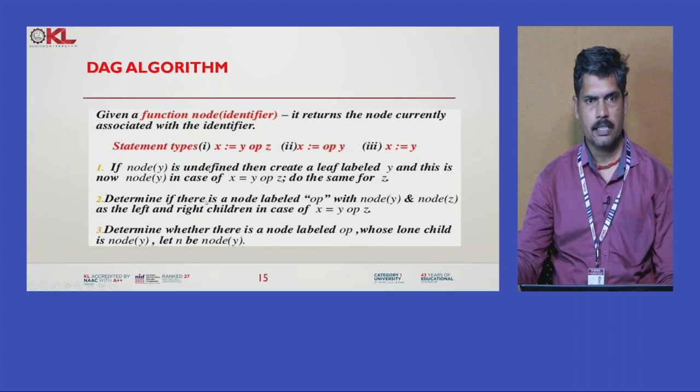Determine if there is a node labeled operator with node of y and node of z as the left and right children, in the case of x is equal to y operator z. That means the operator is the root node, y is the left child, and z is the right child. Otherwise, determine whether there is a node labeled op, where op means operator, whose lone child is node of y. Let n be node of y.